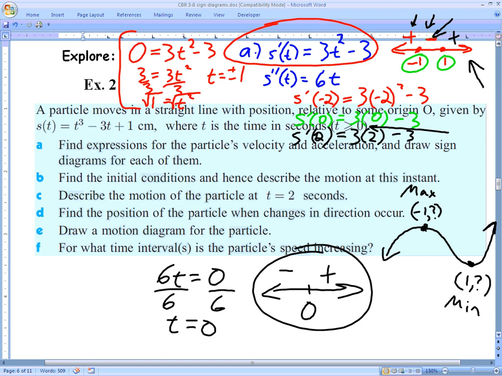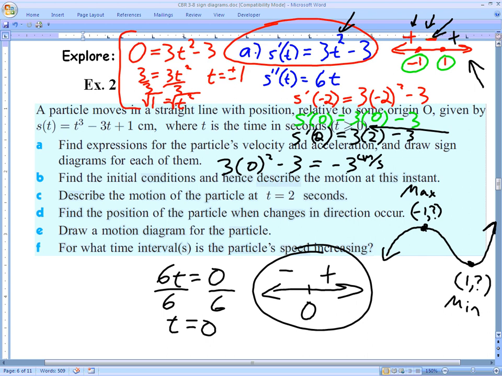We get a negative 3. How did I get that? I plug a 0 into this function. I can do that right here. So 3 times 0 squared minus 3 gives me negative 3. So my velocity was negative 3 centimeters per second, which means I was moving backwards at 3 centimeters per second.